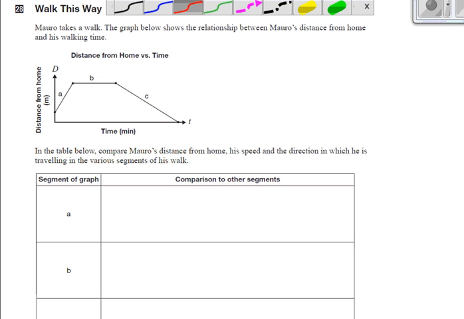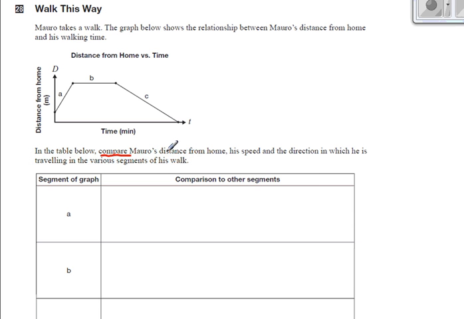So if we look at the graph, we can see that there's no values given. So we're not actually going to have specific numbers, but we can still talk in general about what's happening. So we have this first section, and then the second section, and then the third. It says in the table below, compare Morrow's distance from home, his speed, and the direction in which he is traveling in the various segments of his walk.